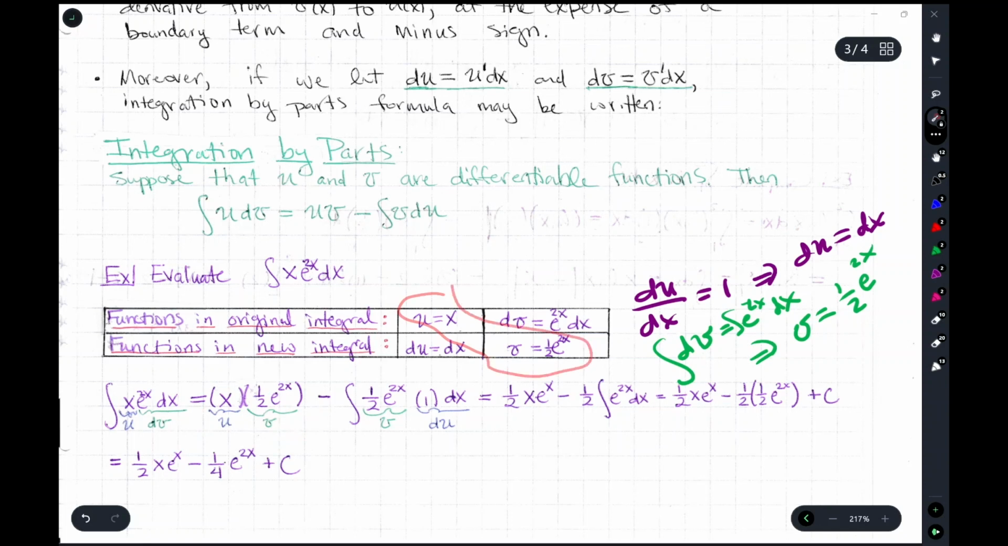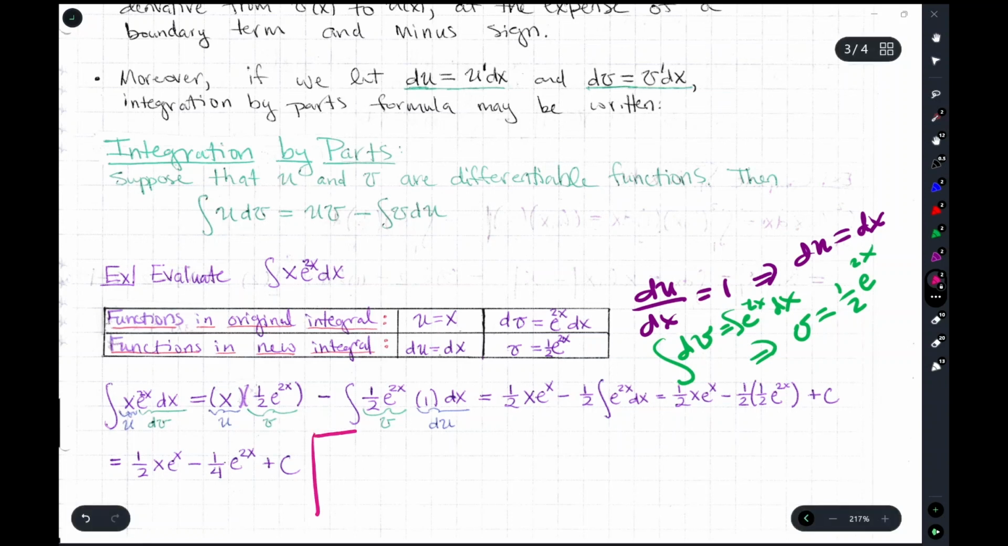You can see here are uv minus, and now v du. Okay, and there's that integral. Now it's really easy to integrate e to the 2x, and I end up with this expression here, simplifying it, and I get this. Okay, we could also see this in another form, so I could have just written it in another form.